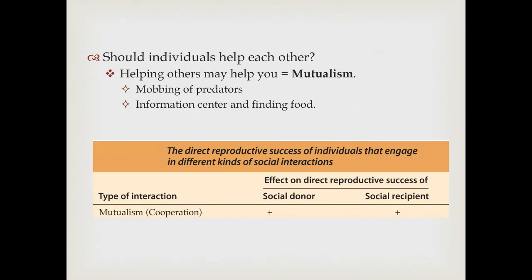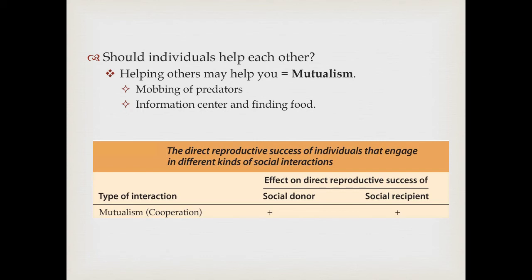Well, what about helpful behavior? Should individuals help each other? Well, if helping others helps you, we call this a mutualism. So this is a win-win situation for the social donor and the social recipient. So for example, mobbing predators. If you're running off a predator from your nest and you're in a colonial situation and your neighbor is helping you to run off that predator from your nest, well, they're also running, you're both working together to run the predator off from the area of both nests. So that's a win-win situation for everyone.